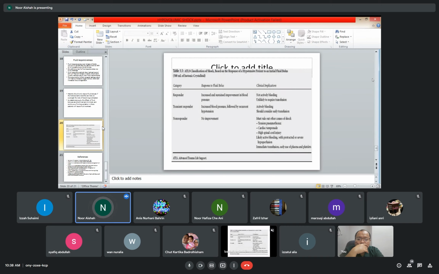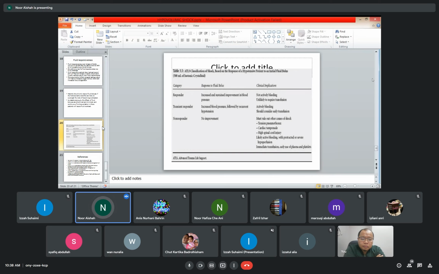These are the ATS classification based on the fluid resuscitation lah, where there's three categories, which is responder, transient responder and non-responder lah. And then the responder will respond to the fluid volume, which should increase and sustain improvement in blood pressure. While the transient responder will show the increased blood pressure but will be followed by the recurrent hypotension.